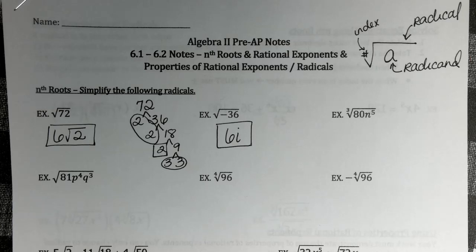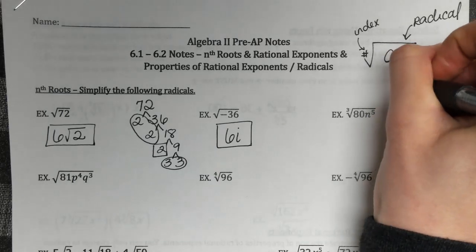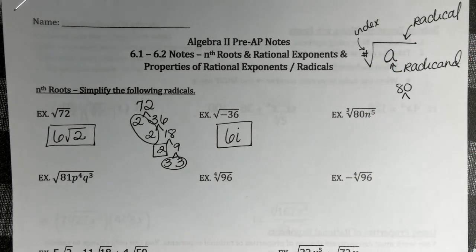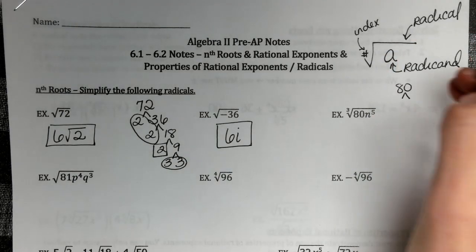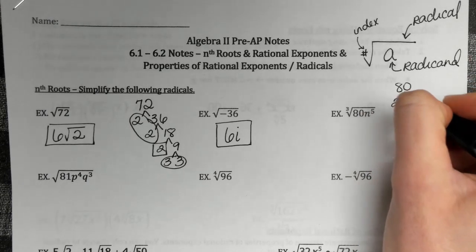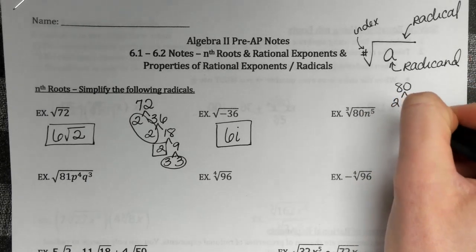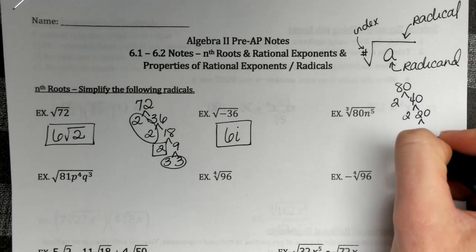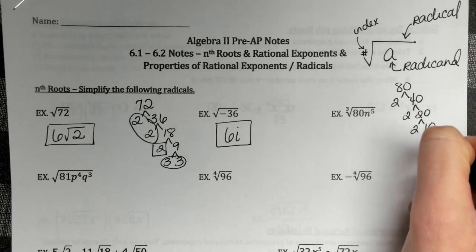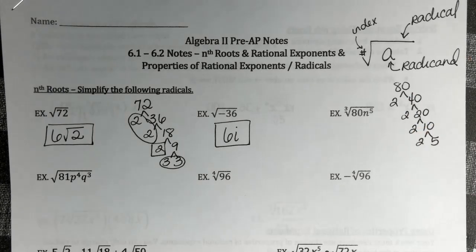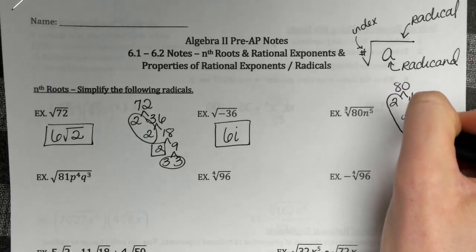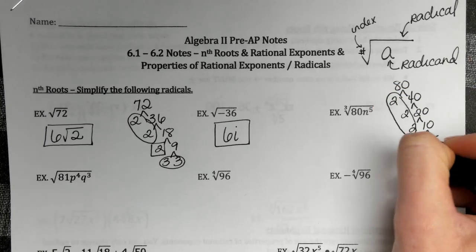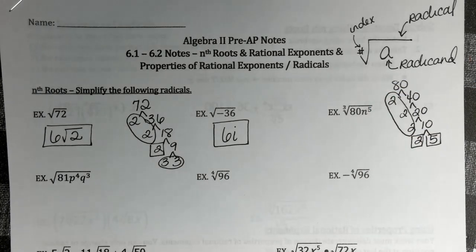Now, if I have the cube root of 80 n to the 5th, okay, I'm still going to do my prime factorization for 80. But now instead of pairs, I'm going to do groups of 3. So 80 is going to split 2 and 40, which will split 2 and 20, which will split 2 and 10, and then 2 and 5. So I have a group of 3 2's with a 2 and a 5 left over.